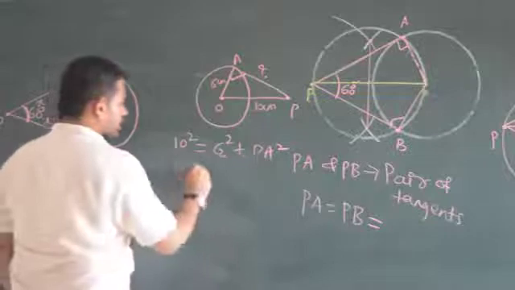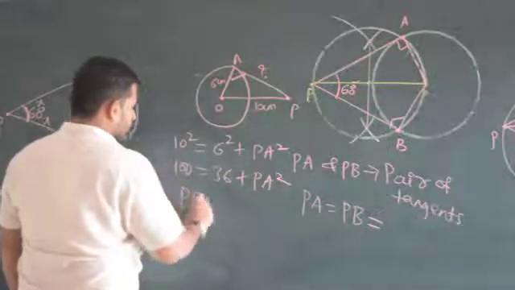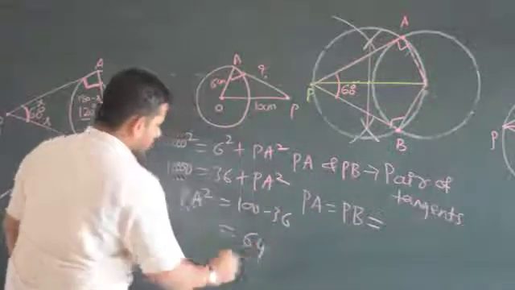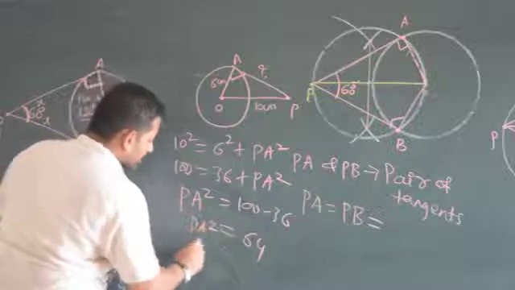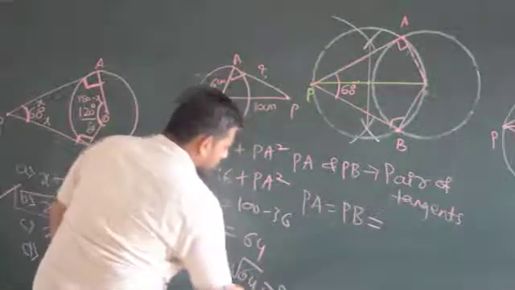Then by using this, 100 is equal to 36 plus PA square. Then PA square is equal to 100 minus 36. Then I am going to have 64. PA square is 64. Then PA is equal to square root of 64, which is 8. Already you know all these questions.